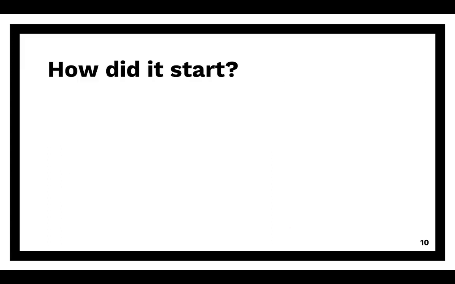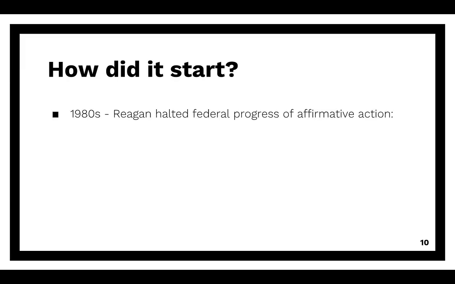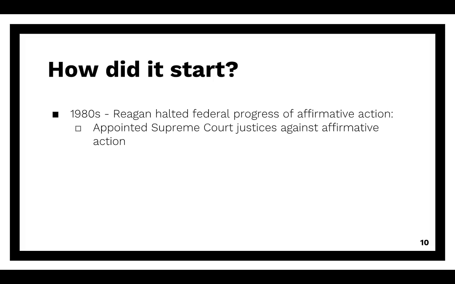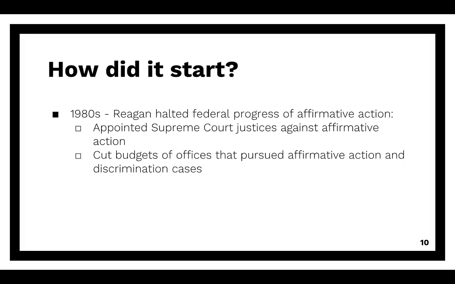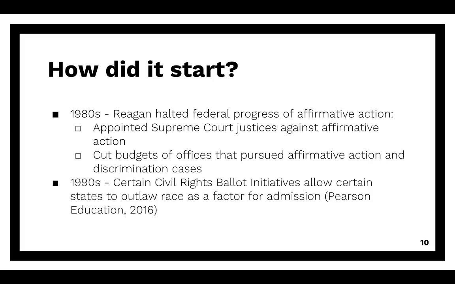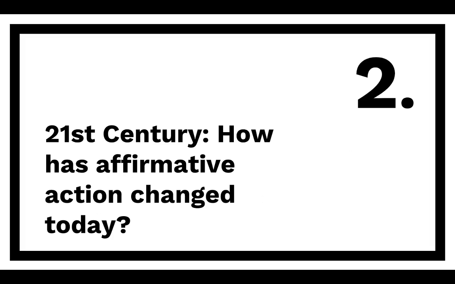Kind of back to the general overview, in the 1980s Ronald Reagan was president, and he was a big part of halting the progress of affirmative action. He appointed Supreme Court justices that were against affirmative action, and he also cut funding for certain cases that were for affirmative action and non-discrimination. In the 1990s, certain civil rights ballot initiatives allowed certain states to pass laws outlawing race as a factor for admission. So now, how did affirmative action change in the 21st century?